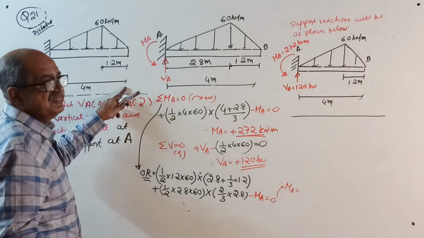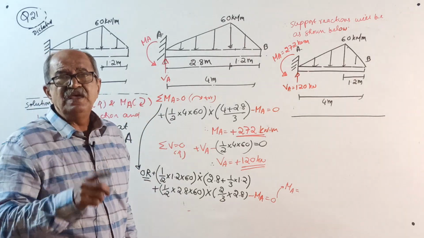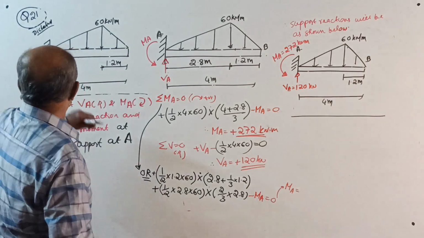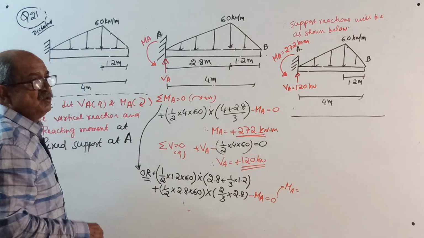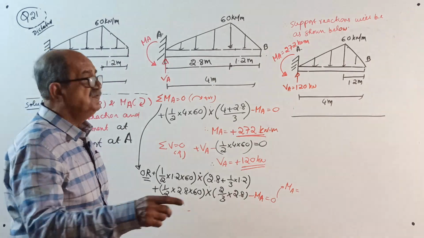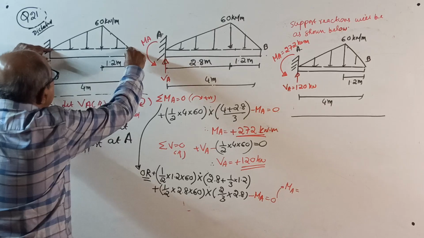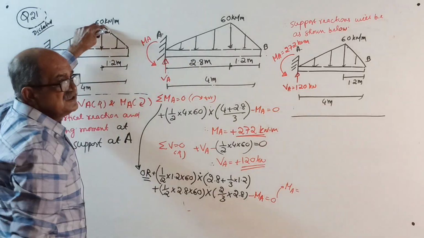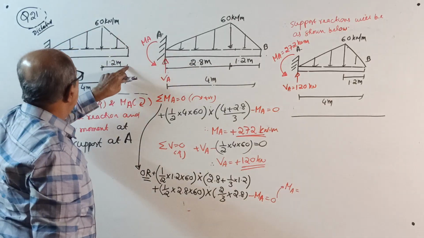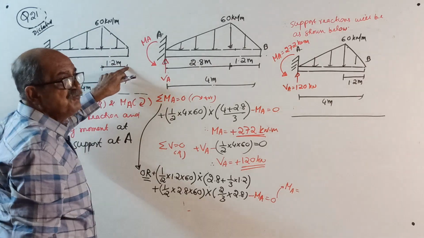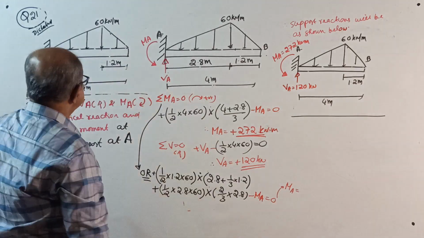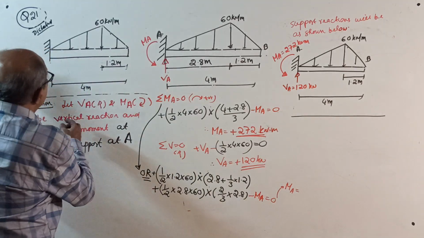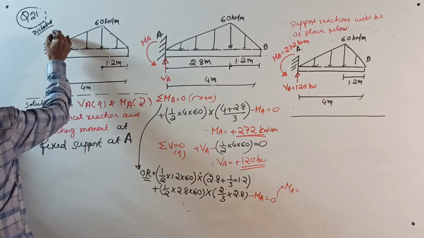A cantilever beam of length 4 meter is fixed at the left end, subjected to a uniformly varying load with zero intensity at both ends and a maximum of 60 kilonewton per meter at 1.2 meter from the free end, or right end. Find the reactions. Usual statement.